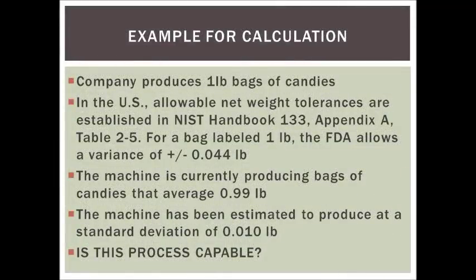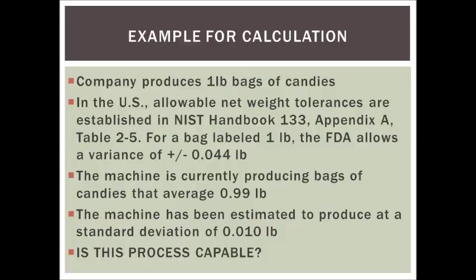So let's assume that in this manufacturing process we have a machine that is producing these bags of candies, and we're labeling them as 1 pound bags, but we are producing bags that average 0.99 pounds. So let's think about that for just a minute. Why would a company produce bags of candy that they're going to label as 1 pound bags, but then set the machine to fill those bags with only 0.99 pounds and not 1 whole pound? Can you brainstorm that as a group for a minute? Go ahead and pause the video and think about that.